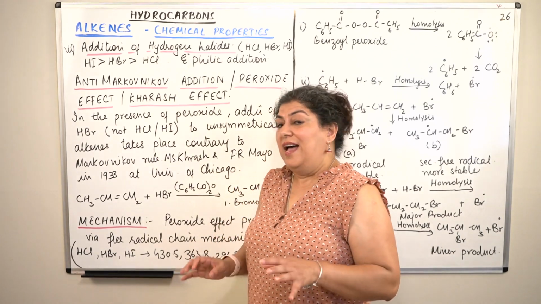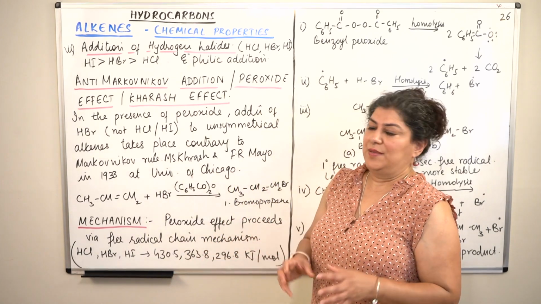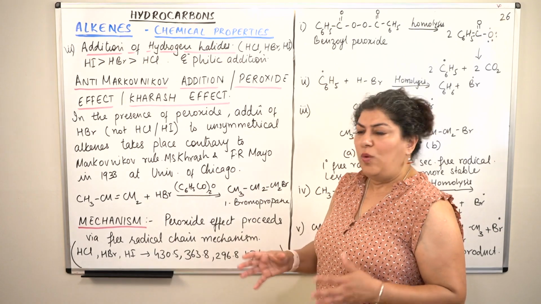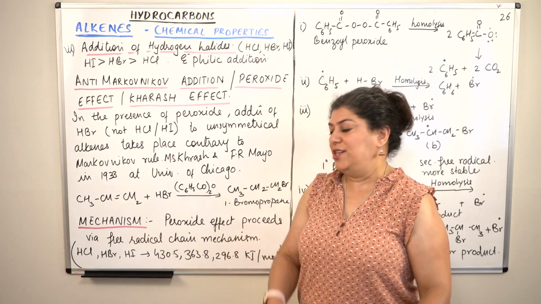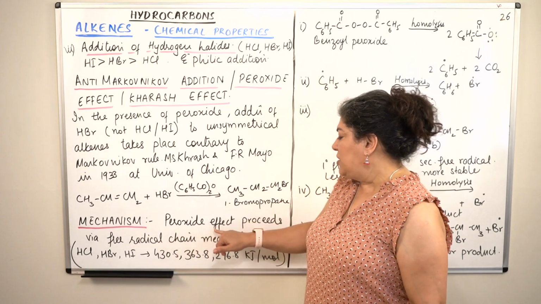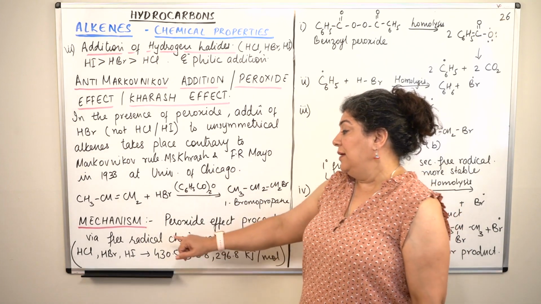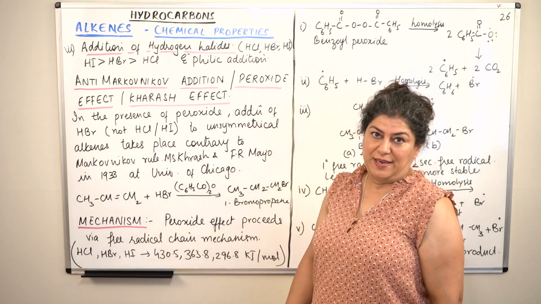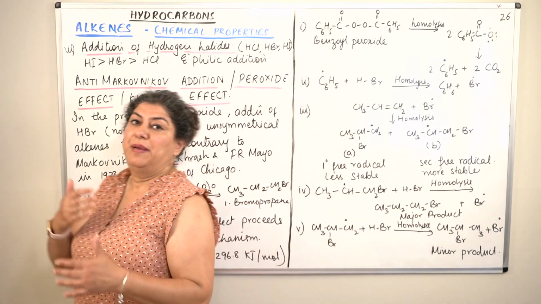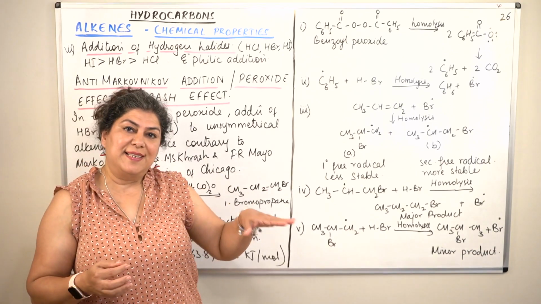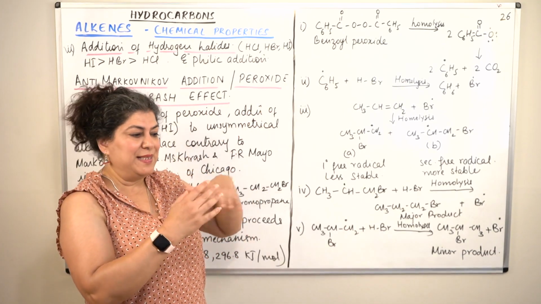Understood? Now let us understand the mechanism, why this happens, and why just by the free radical mechanism the major product changes. The peroxide effect proceeds via a free radical chain mechanism. It's a chain reaction. A chain reaction is one which involves many steps, and every next step is related to the previous step. It is like a chain.